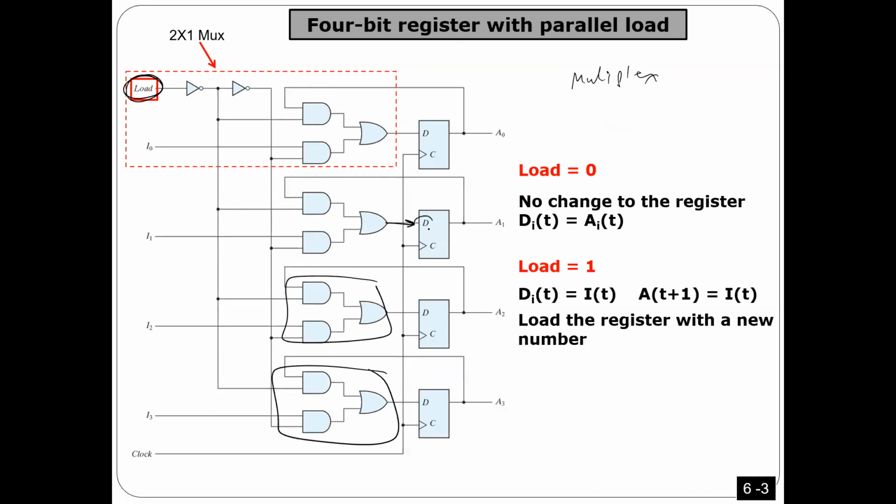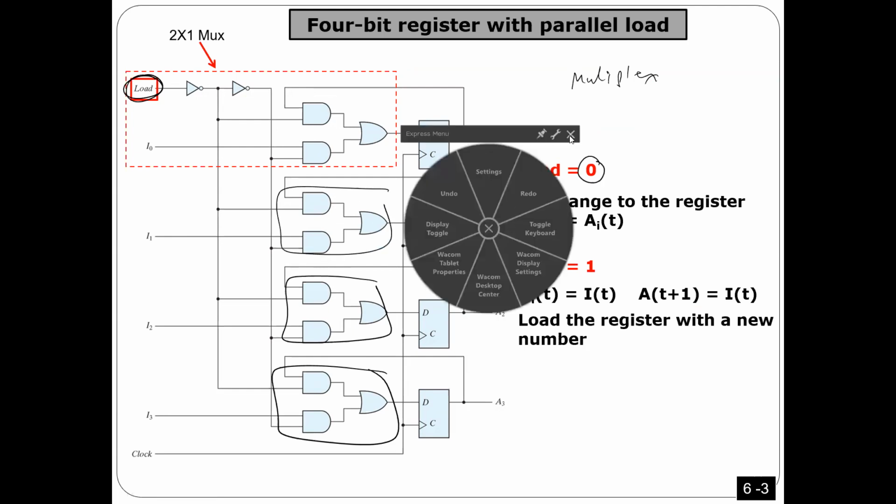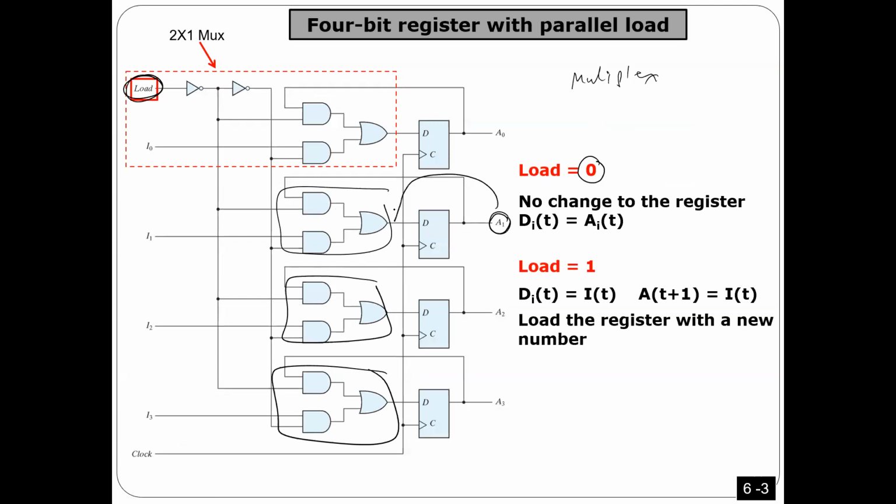The value I put here on G is the value that is going to be stored here. You got what I'm saying? Look at the idea, the idea is very simple. If load is 0, this is a multiplexer, and I'm going to get A1. I'm going to put A1 here because of the multiplexer. So that's why there is no change. When the clock comes, no change. I'm going to store the same value.